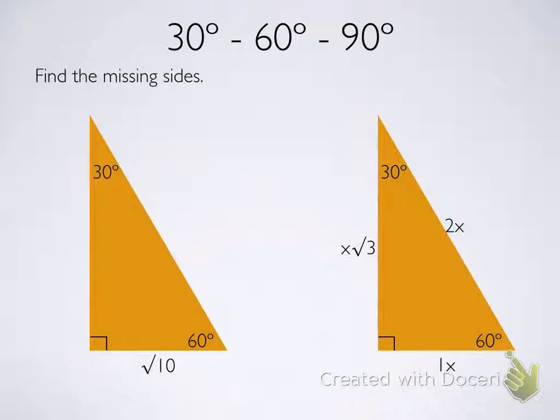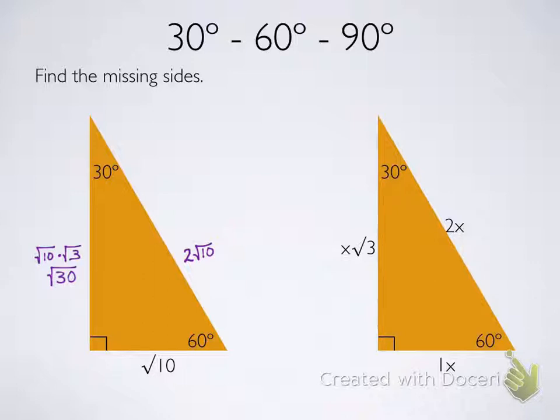Now this one's just a little different, so you might want to copy this one down. So we've got the square root of 10 now is going to be what x is. So x equals the square root of 10. So now if I do the hypotenuse, I'm going to do 2 times the square root of 10. Exactly. Very good. And then this side over here is going to be the square root of 10 times the square root of 3. So we get the square root of 30.